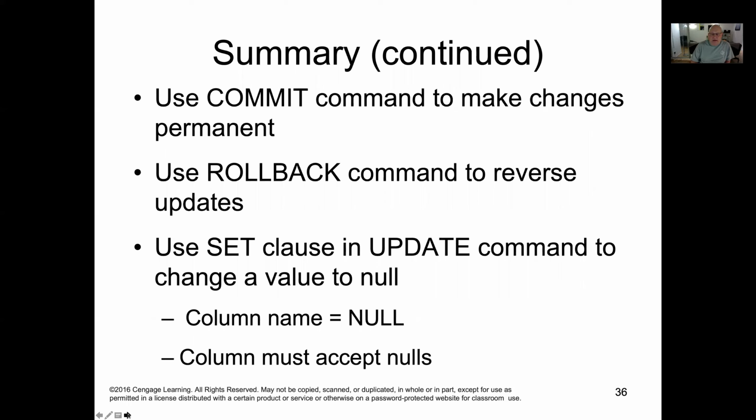We use the commit command to make changes permanent. We use the rollback command to reverse updates. We use the set clause and update command to change a value to null, and we use column name equals null. The column must accept nulls.